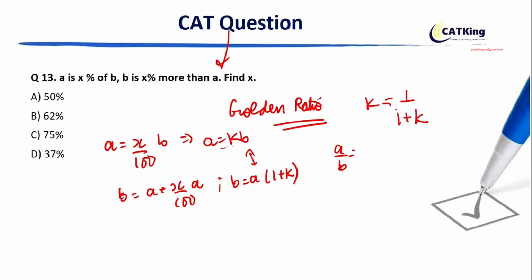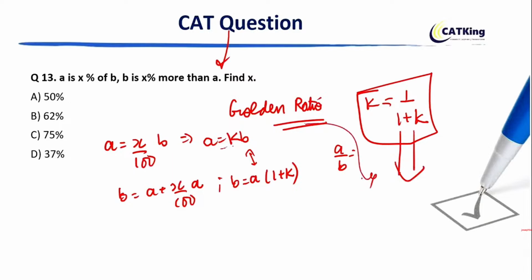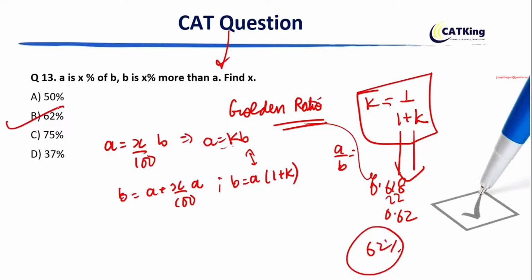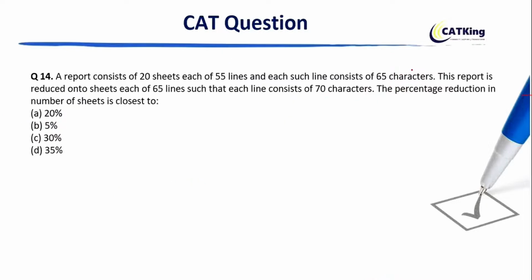So I can say that K is equal to 1 upon 1 plus K, and this is nothing but the golden ratio, guys. The value of which is 0.618 or approximately 0.62 or 62%. Answer is 62%. Without even calculating, I'll tell that the answer is 62%. Please remember this golden ratio concept. If any number x or k is equal to 1 upon 1 plus that number, this follows the golden ratio. Always remember this. Okay, let's move to the next question.